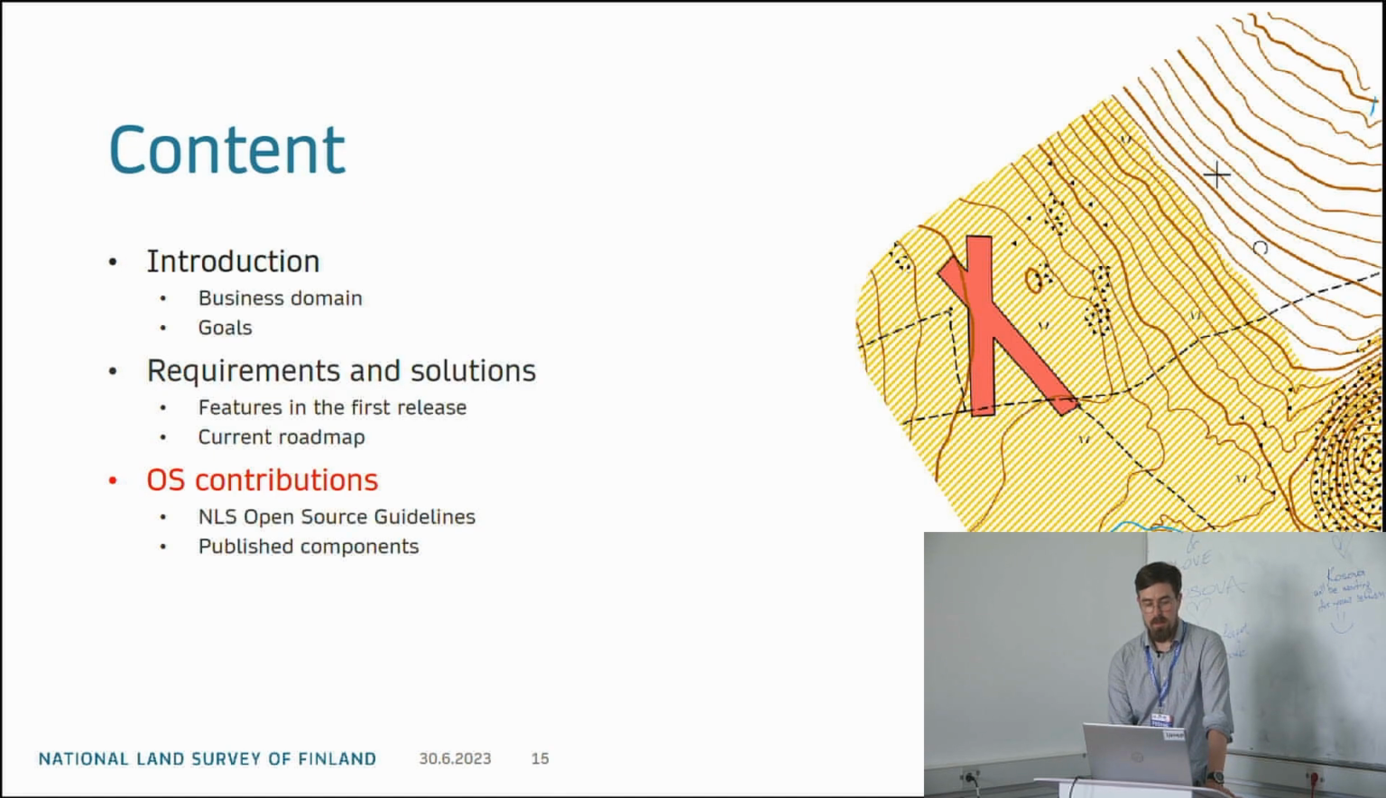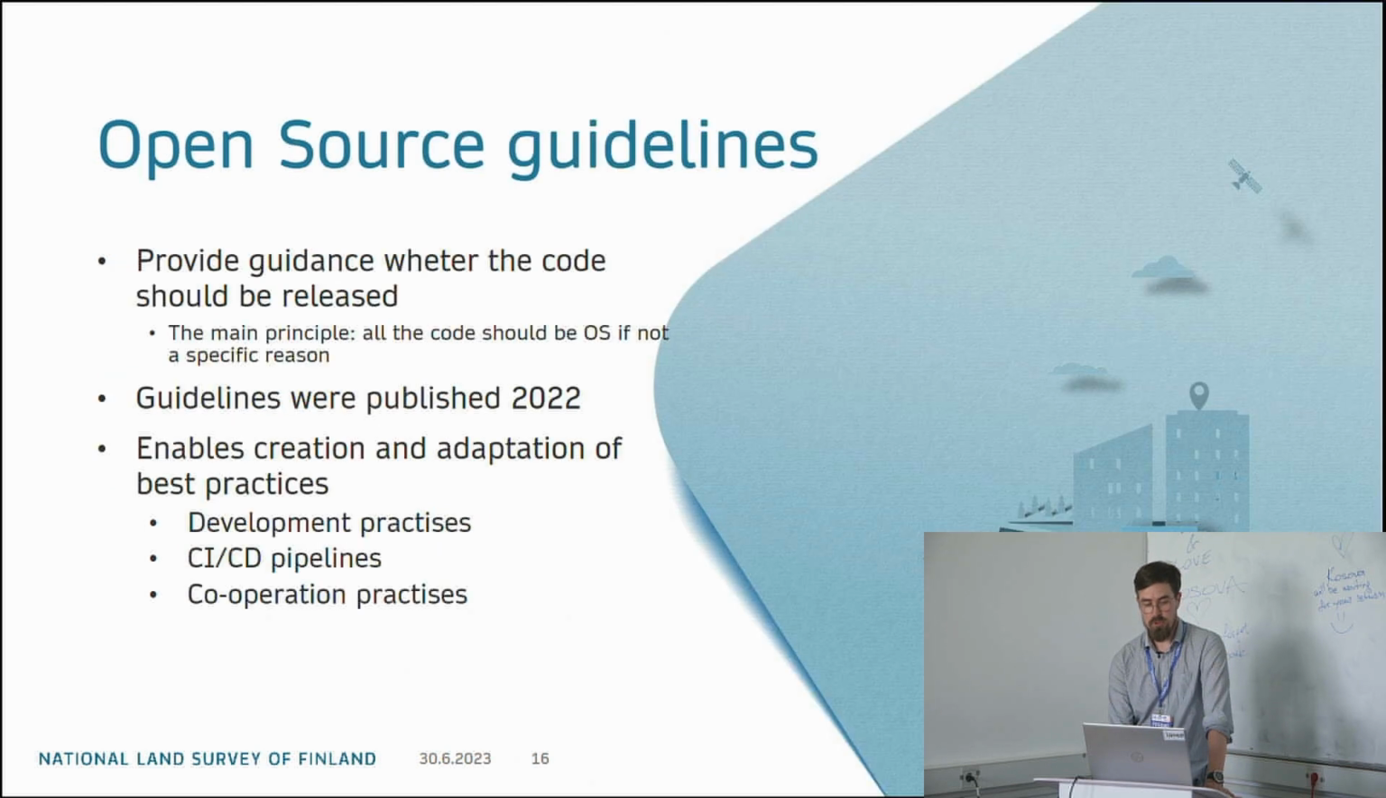Okay, a few slides about open source contributions. There are open source guidelines in the National Land Survey. They provide guidance on whether the code should be released or not, and the main principle is that all the code should be open source, if there is no specific reason otherwise. These guidelines were published and adopted in 2022. And it has enabled for us the creation and adaptation of some best practices.